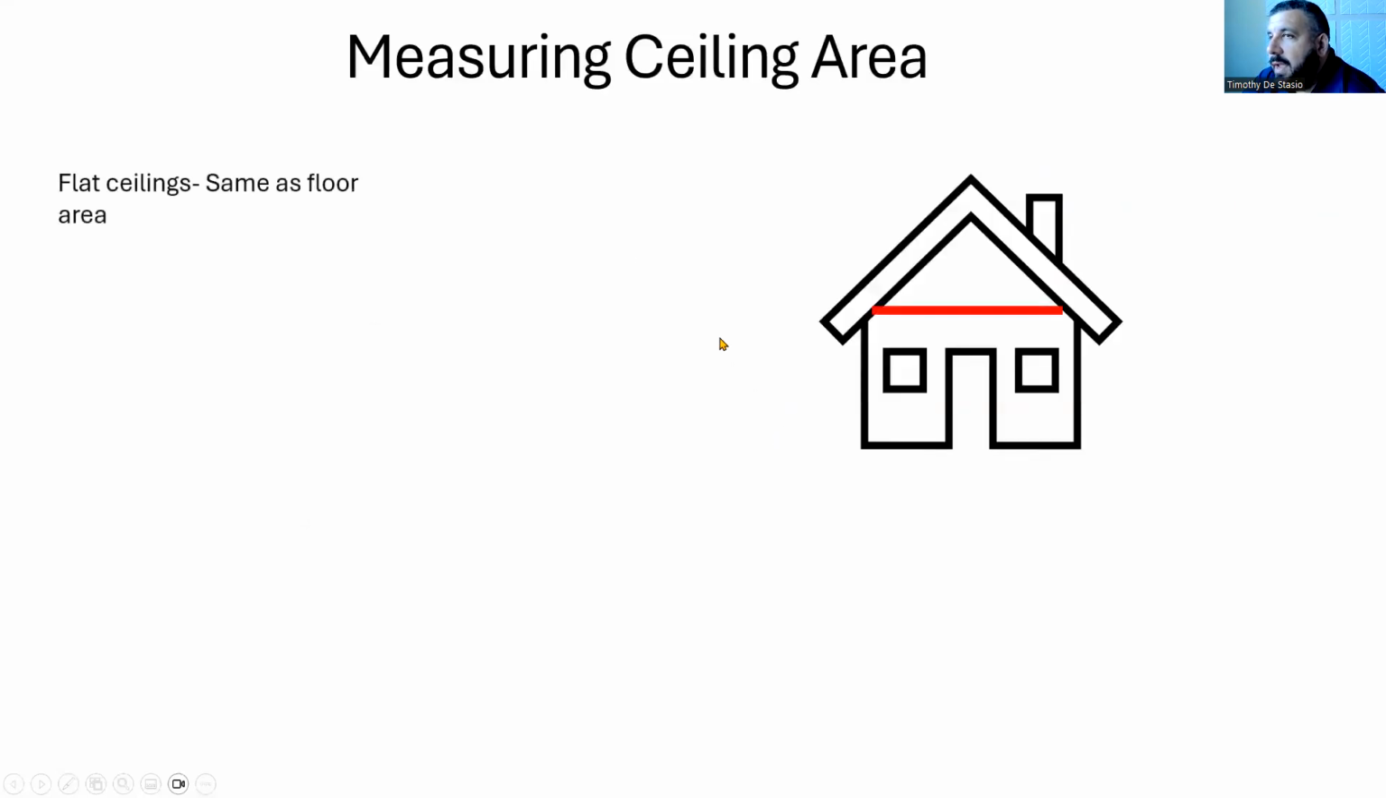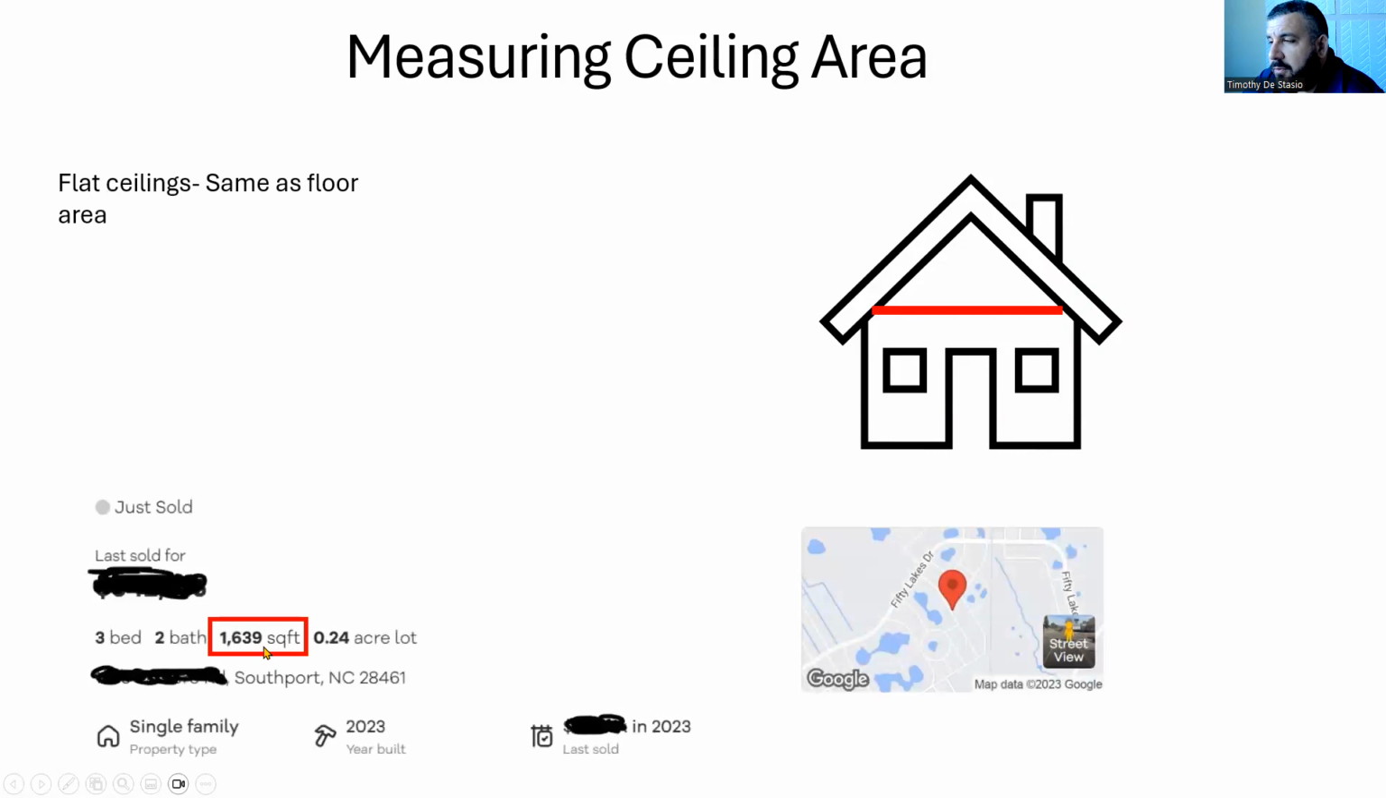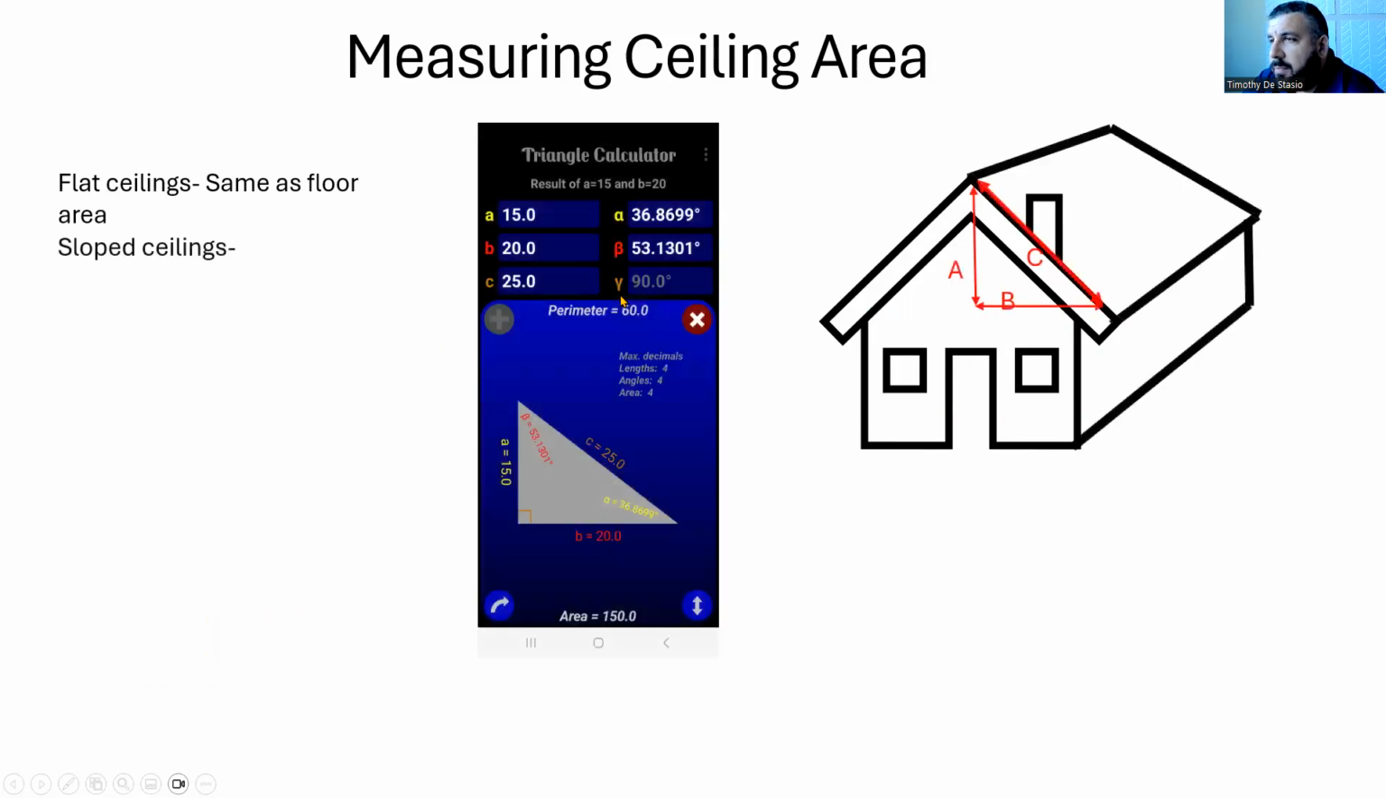We measure a ceiling area. If it's a flat ceiling, it's usually the same as the floor area, which makes it a lot easier. So maybe you want to pull up Zillow or Realtor.com, figure out what the floor area of the house is. But if it's a vaulted ceiling, or a ceiling on roof beams, so you're not talking about a flat ceiling, you need to figure out what the area is, and you've got to figure out the slope and what the C value is, and then you multiply it by the length.